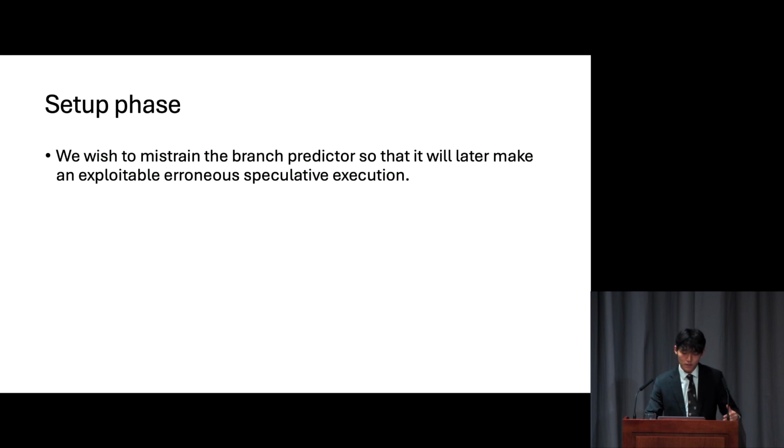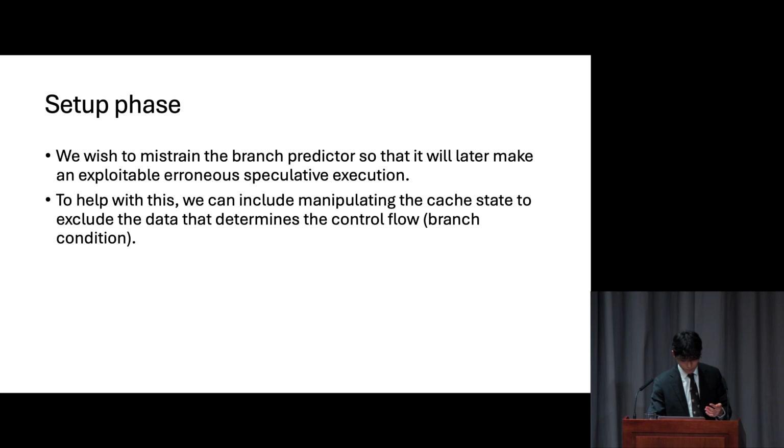In the setup phase, we want to mistrain the branch predictor so that it will later make an exploitable, erroneous speculative execution. This is the basis of Spectre attack, and it was also mentioned by the Wikipedia definition. To help with this, we can include in the setup phase manipulating the cache state to exclude the data that will determine the control flow. We can think of this as the branch condition. If you think about the if statement, if the condition was in a register, the CPU would not need speculative execution, as it already knows which path to take.